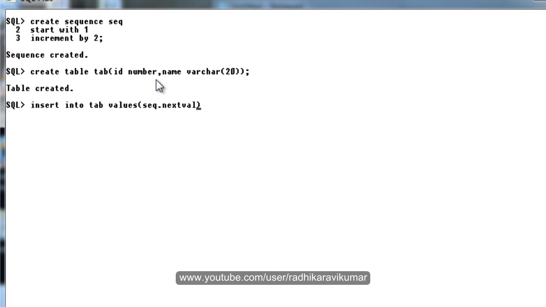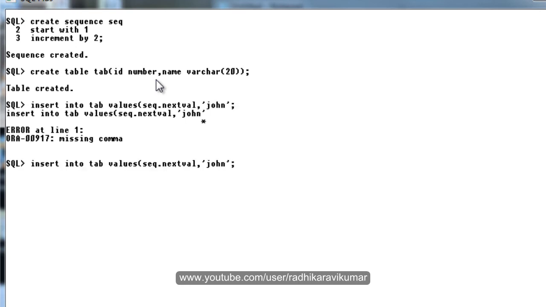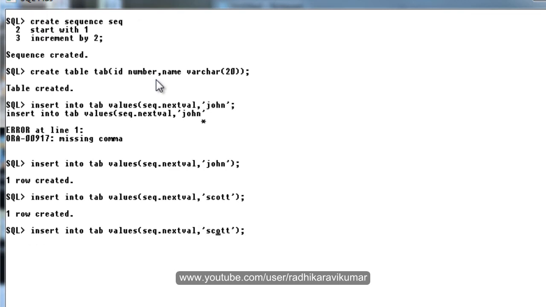So I'm going to mention sequence dot NEXTVAL, then comma, the next column is the name. Let me give some name, John or something. So one row got created. Again, let it be sequence dot NEXTVAL, and I'll mention the name as Scott. So again, a row got created. Now I'll make use of CURRVAL, and instead of Scott I'll mention the name as Mary.